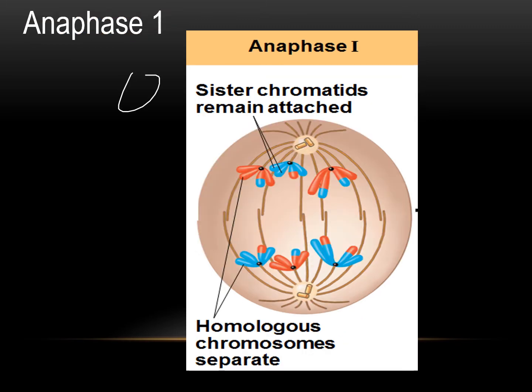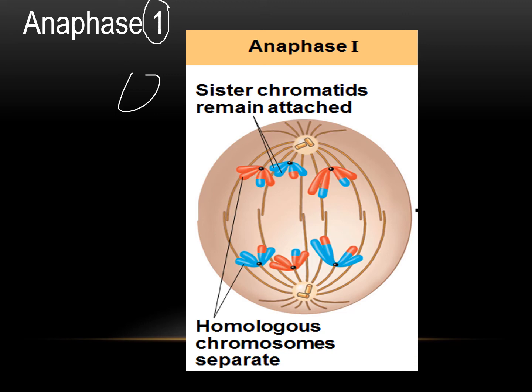So next we move into anaphase 1, and during the process of anaphase 1, we find that the spindle fiber contracts. And if we think back to metaphase 1, the spindle fiber was attached to the centromere of each duplicated chromosome of each homologous chromosome pair. So when the spindle fiber contracts, we find that each duplicated chromosome of a homologous chromosome pair moves to the opposite poles of your cell.